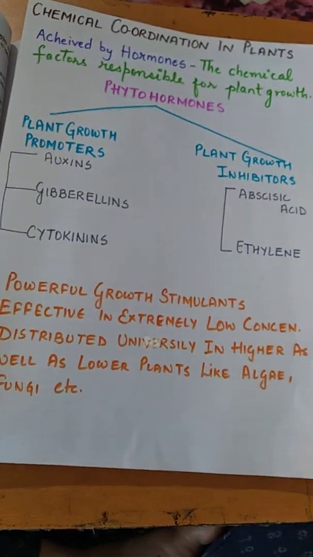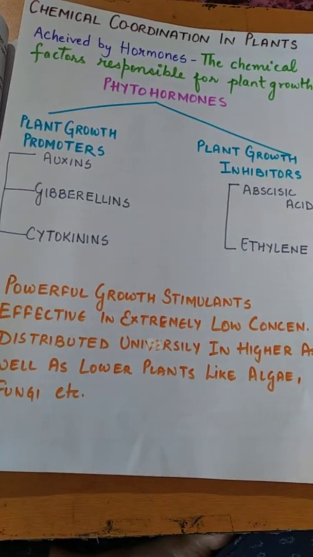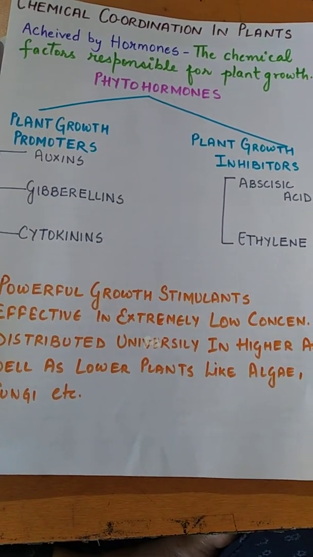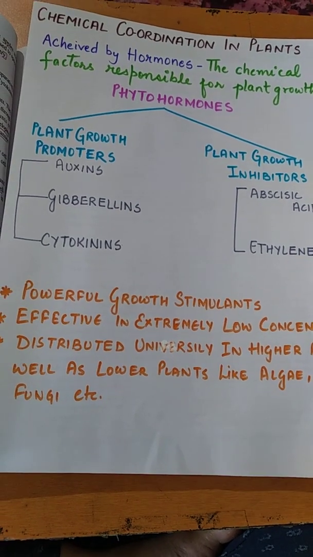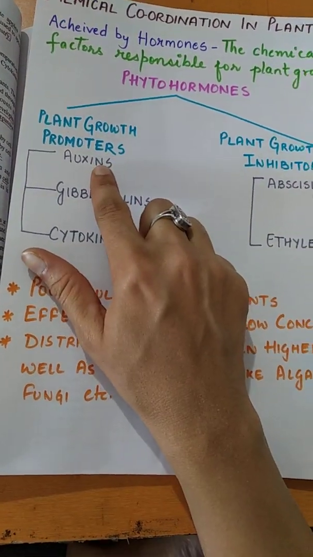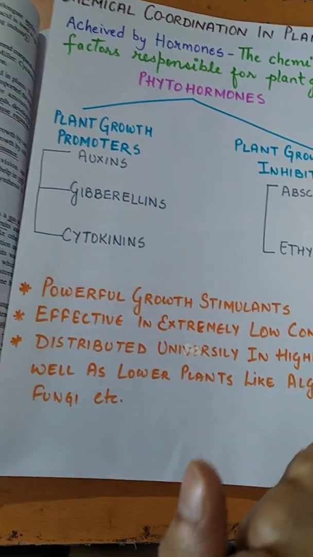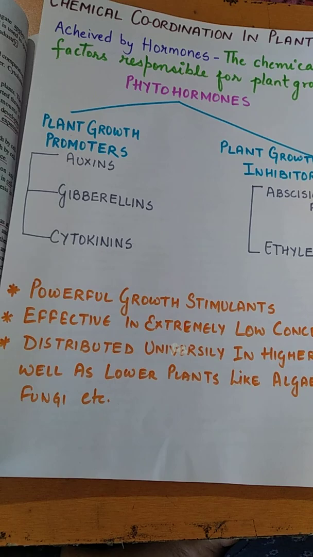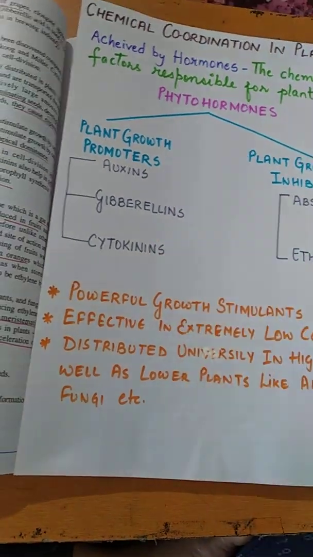Hey students, today's lecture is the continuation of the one that we are covering regarding the plant hormones. In our first lecture about plant hormones, we have read about the plant growth promoters, the first one being auxins. That video we have done. In today's video, we are going to read about the second plant growth promoter hormone, that is gibberellins.